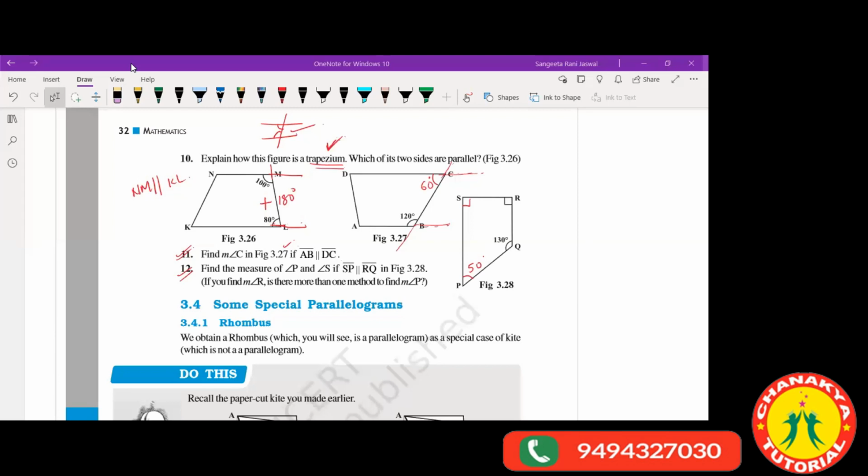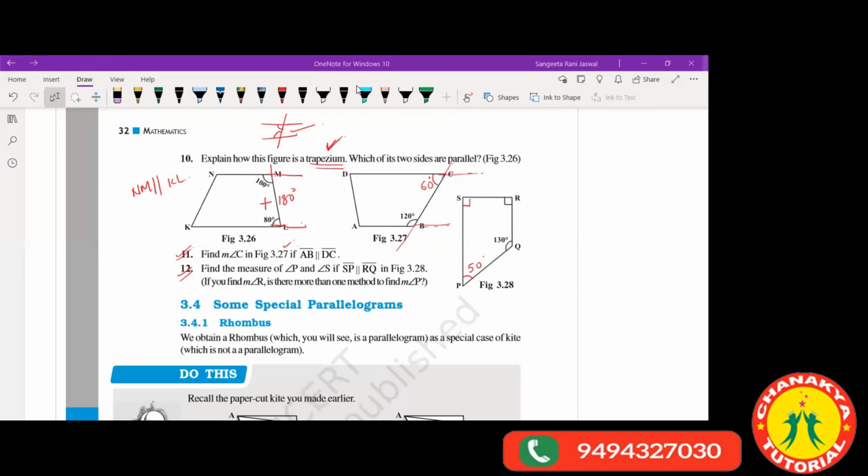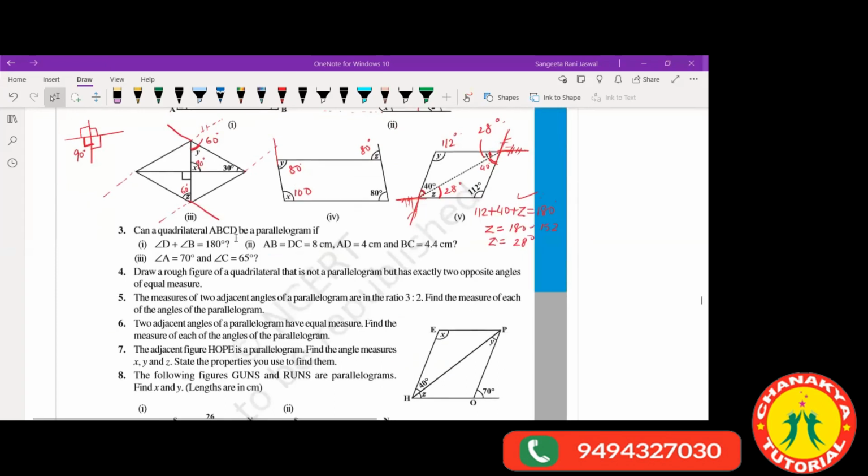Ma'am, so in the 10th one in figure 3.28, UR is parallel to PS. Ma'am, can you explain the third one? Which third question? This one. Yes, ma'am. Okay.